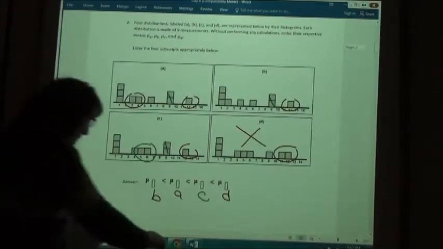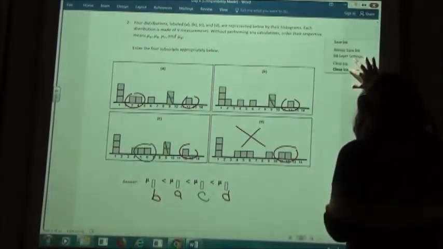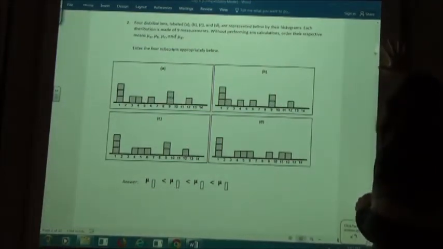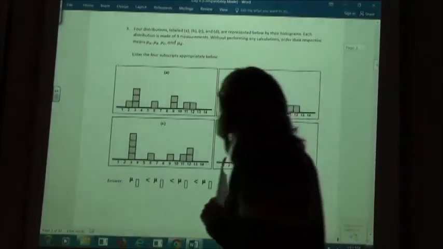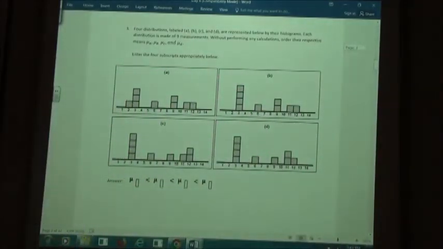All right. While I'm moving the board, think about the next one. Here we go. So on the next one, we have our 4 distributions.